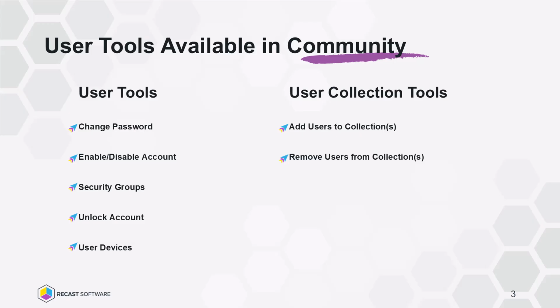On the user tool side of things, we have the Change Password tool that allows you to change a user's password, but there's also some additional settings in there that we'll take a look at in the next section. You can enable or disable accounts. You can view security group membership. You can unlock locked accounts. And you can also view the devices that your users are logged into. On the user collection side of things, you can add or remove users to and from collections.